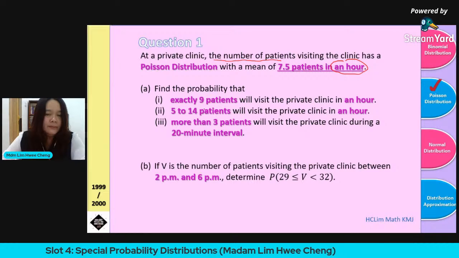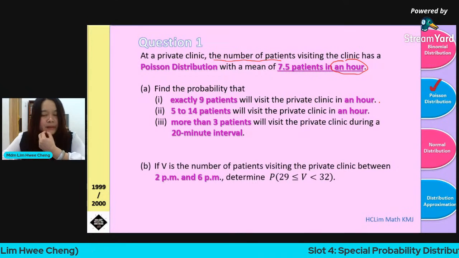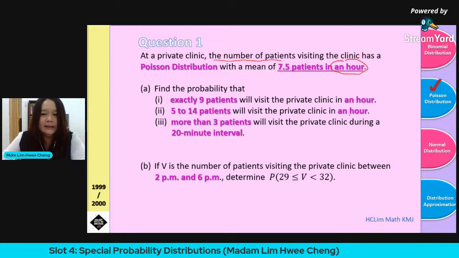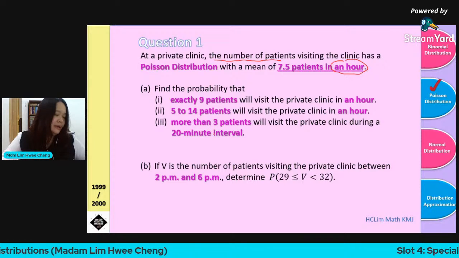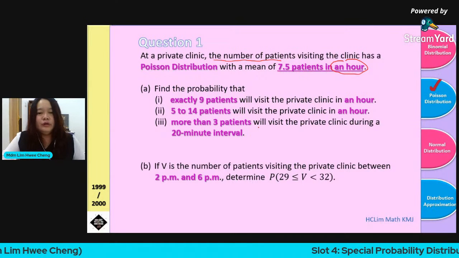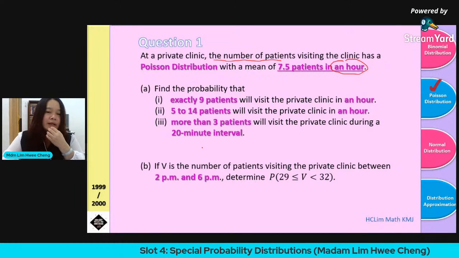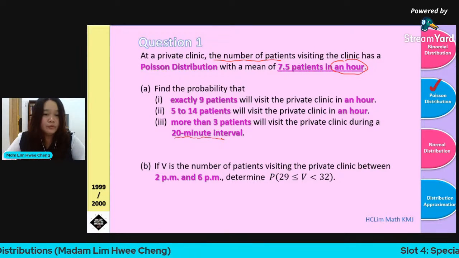Okay, A, find the probability of exactly 9 patients in 1 hour. You already know, this is the same period of time. It's 1 hour. 5 to 14 patients in 1 hour also, and more than 3 patients will visit the private clinic during a 20 minutes interval. Okay, you see or not? They change the time frame. So be careful, take note of this.